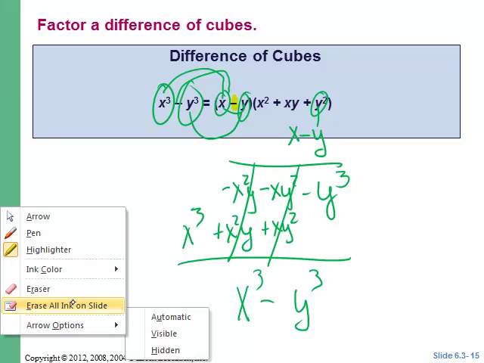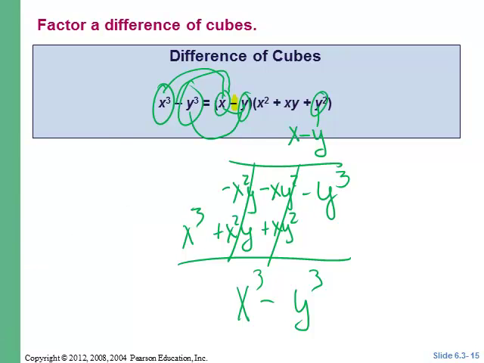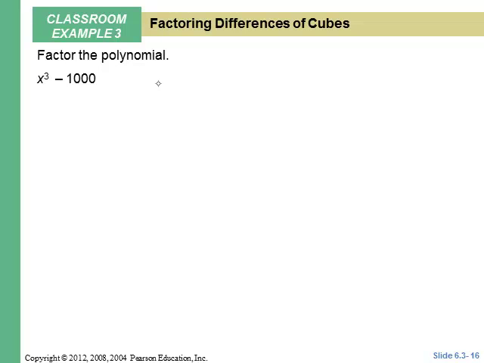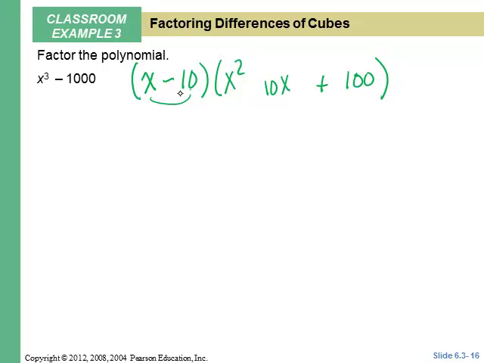Okay, so let's see what we've got here for the first one. When we factor it, we get x. That's the cube root of the first term. Put in the negative sign. 10 is the cube root of the second term. Square this first term, x squared. Square this term, 100. Write it at the end. Take this times this is 10x. And we have exactly one negative sign, and that negative sign is right here.